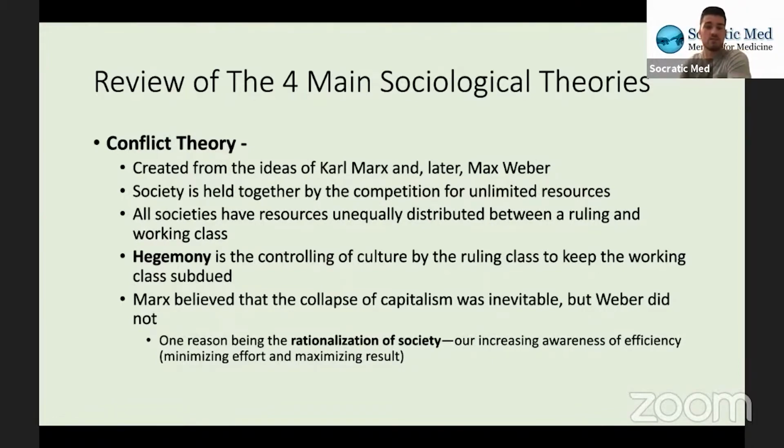And all societies have resources unequally distributed between a ruling and working class. So Marx and Weber said that every society has resources, but this conflict comes because the resources are unequally distributed.